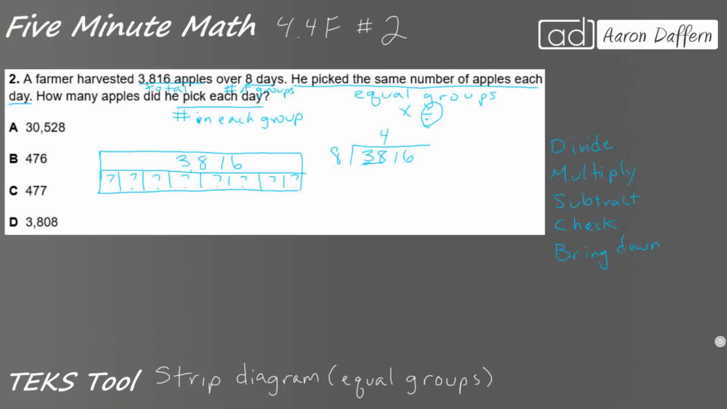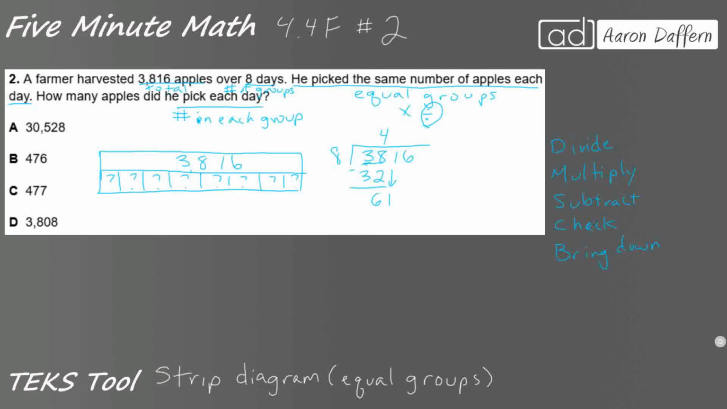So I divided. Now I need to multiply. You need to know your multiplication facts to make this work. So that's going to be 32. Now I'm going to subtract. 38 minus 32 is going to be 6. I need to check, is my 6 lower than my divisor? It has to be lower, cannot be equal or greater. Yes. So I bring down, and now we get this 1 involved, but we're just going to do one digit at a time, and then you start over.